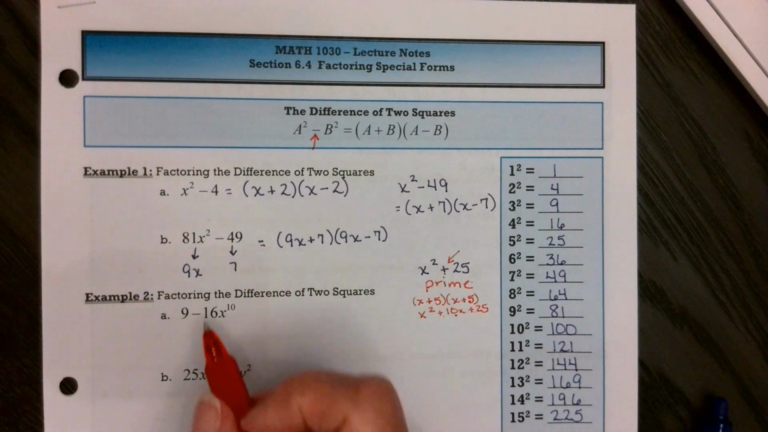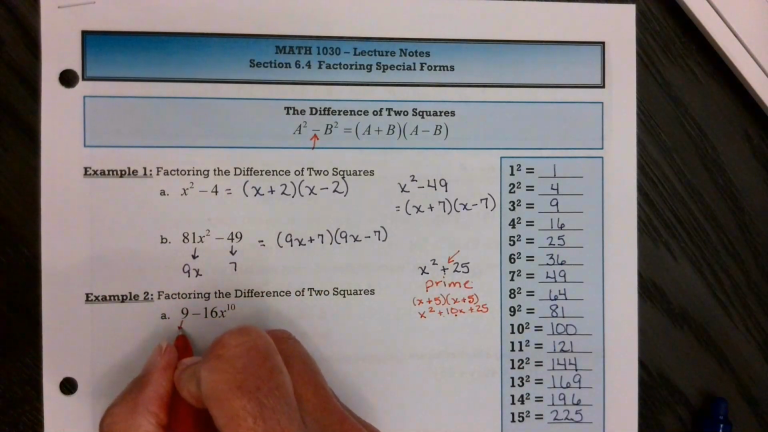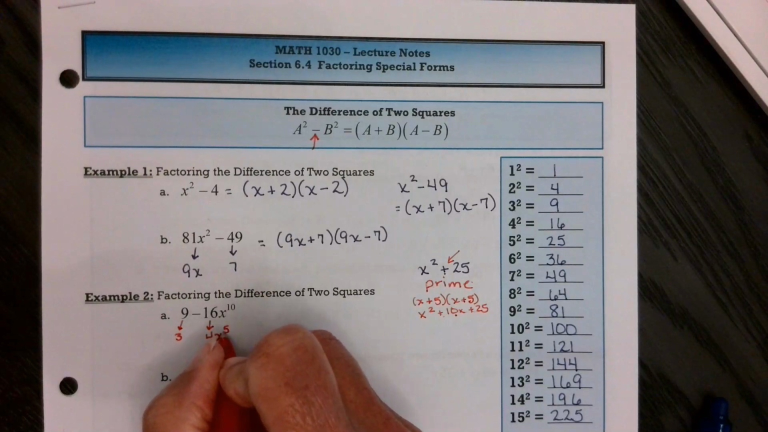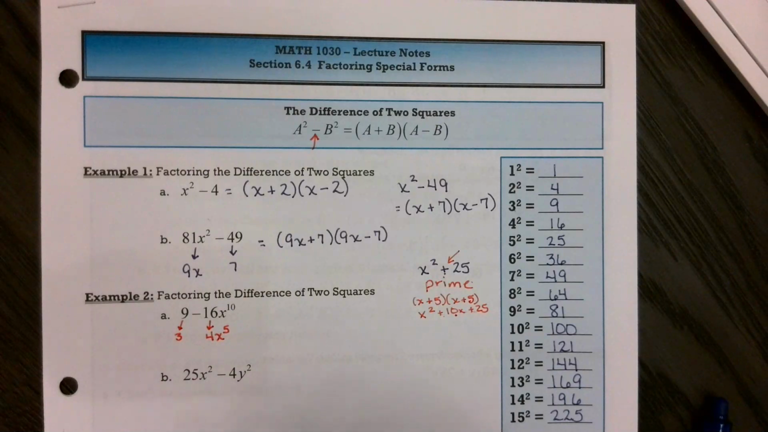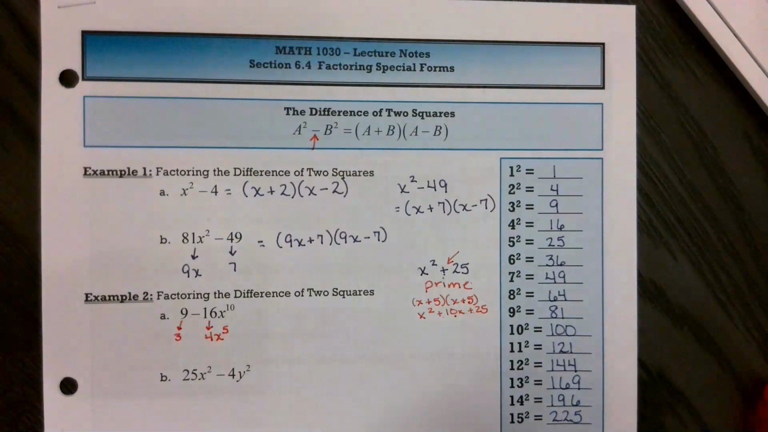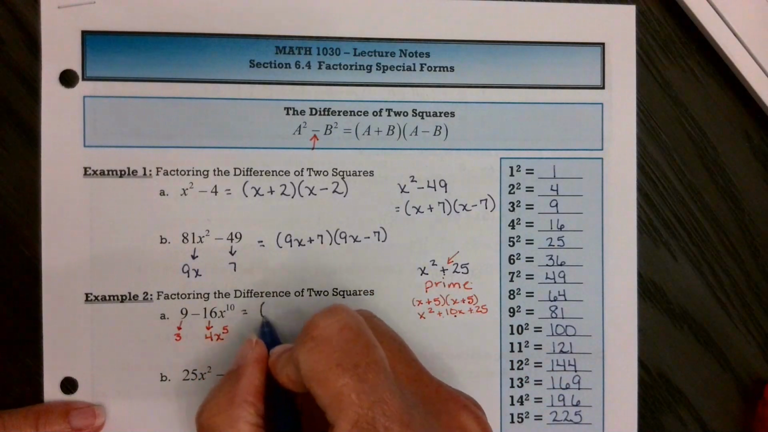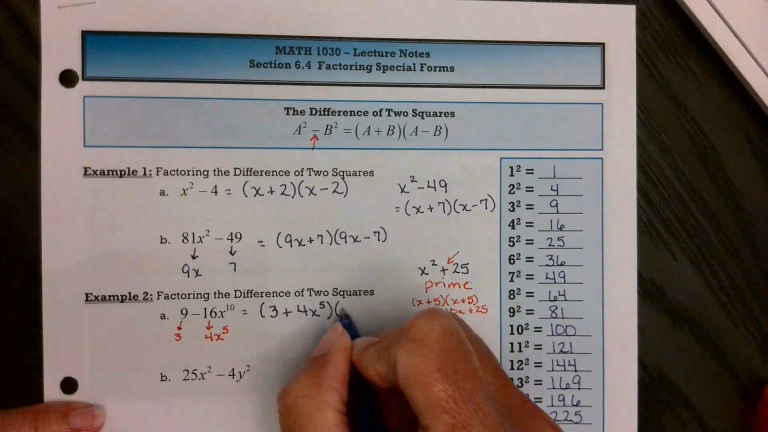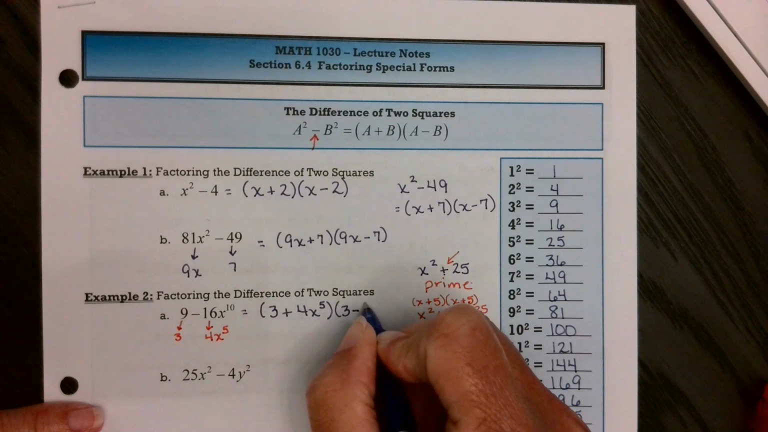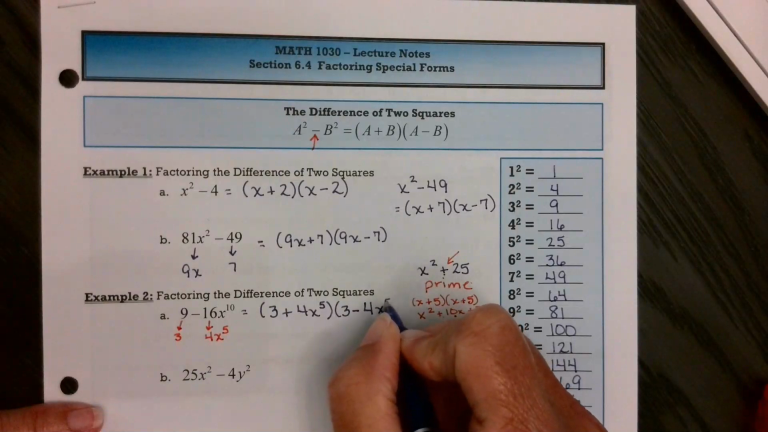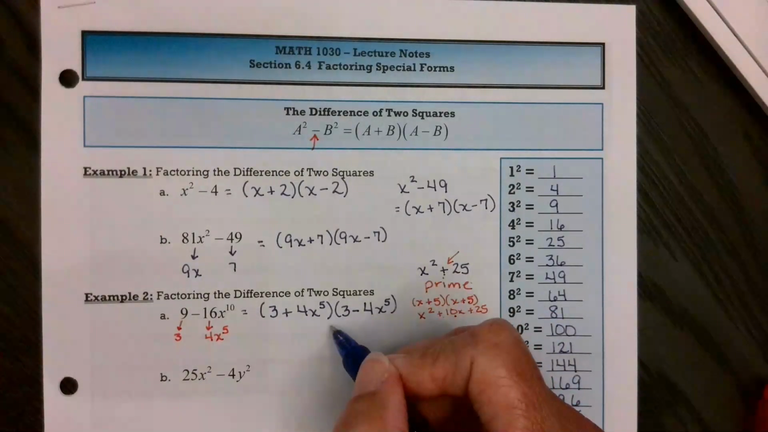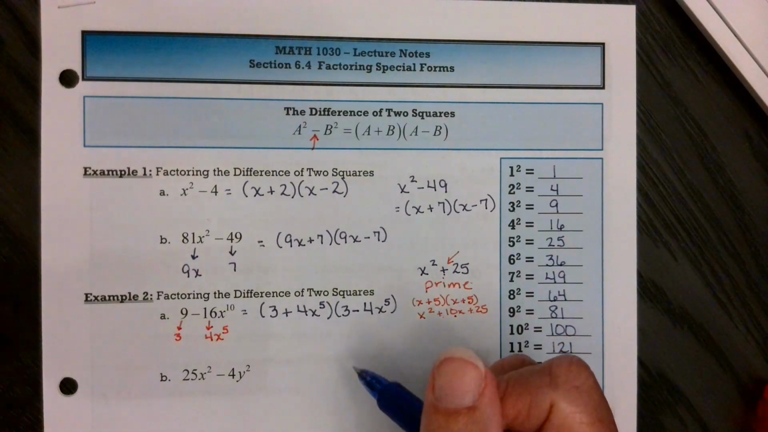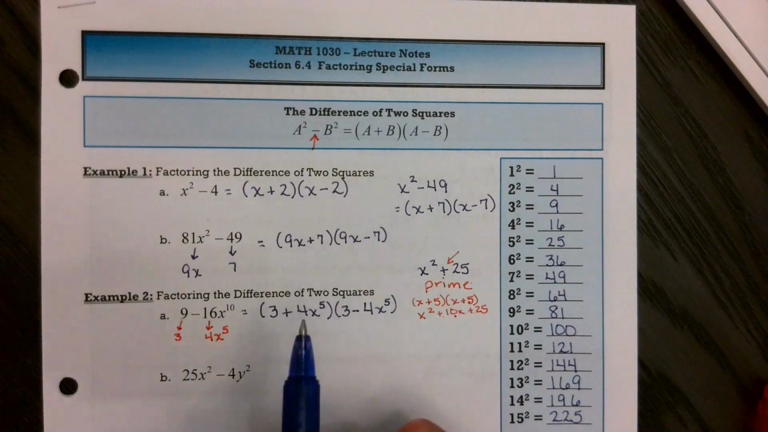All right, right here, still perfect square, 3, here, 4x to the 5th, because 4x to the 5th times 4x to the 5th gives us 16x to the 10th. So this factors as 3 plus 4x to the 5th times 3 minus 4x to the 5th. I think I said that wrong. It's late.